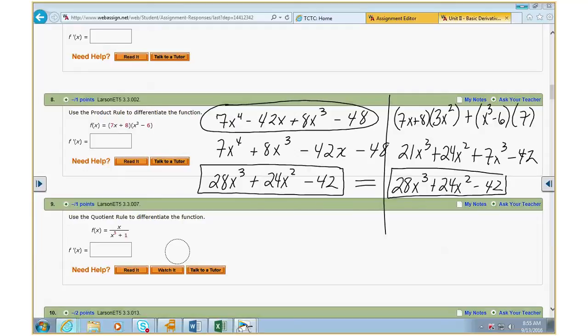You can do this one several different ways. Somebody name a way you can do this one. I'll go ahead and name the first one, the quotient rule. Okay, that's what it says right there. But what else could you do?